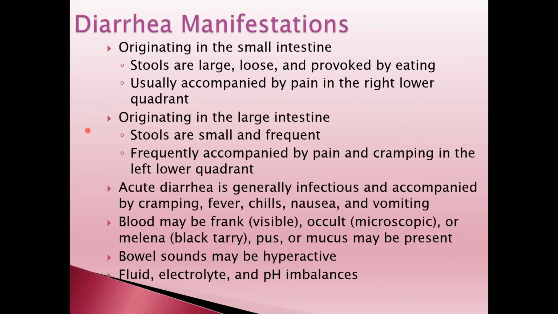Now, with diarrhea you might watch out for any kind of blood in the stool. If it's frank blood, frank means it's visible. Occult means it's microscopic. And melena is black tarry stools. So that's how we classify them. When we describe it, we say the stool had frank blood in it, or the stool was black and tarry. And sometimes there's pus and mucus as well.